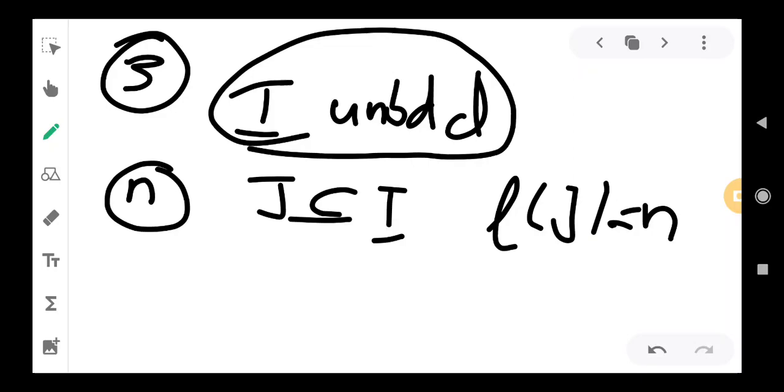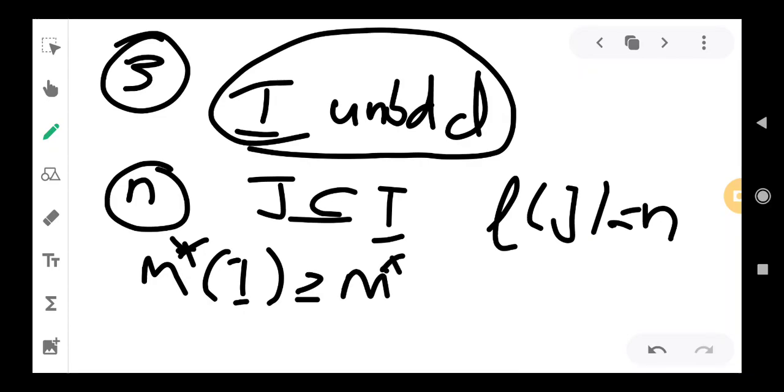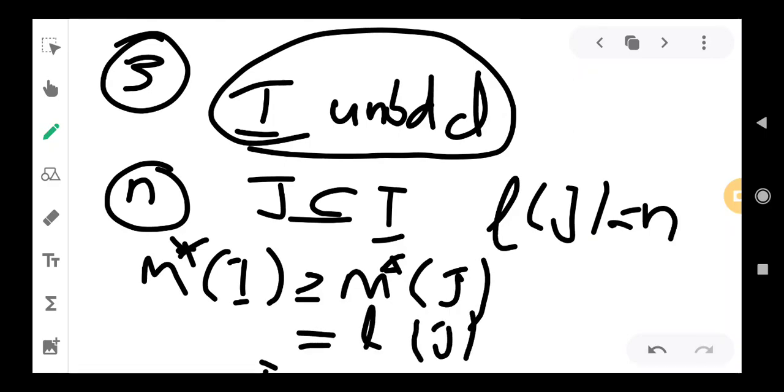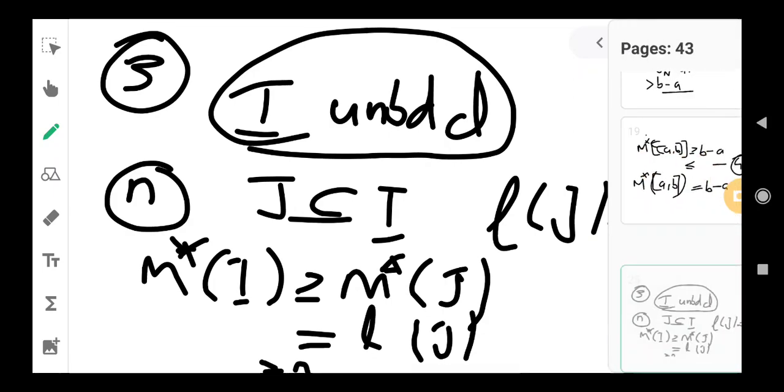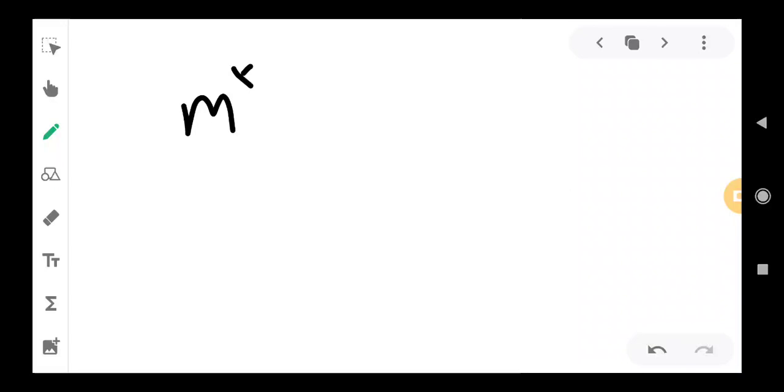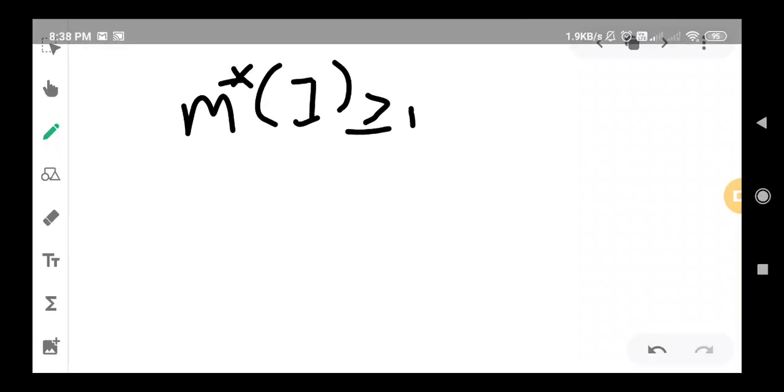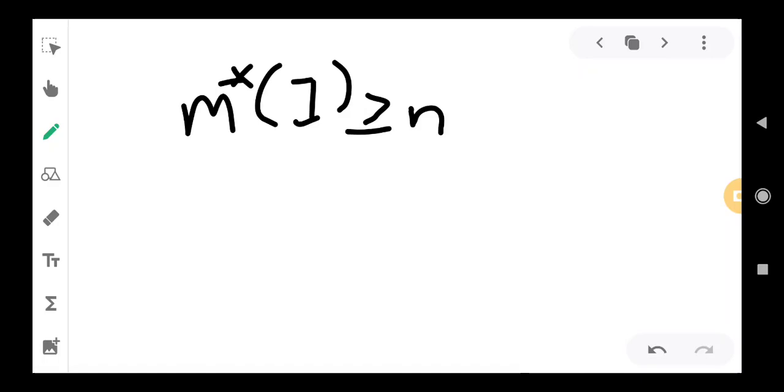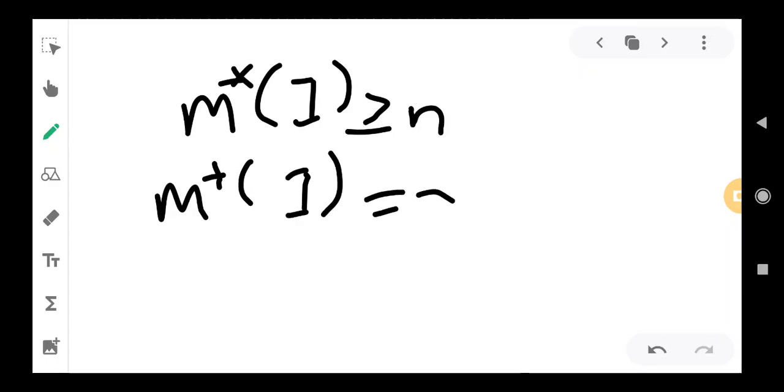So, by monotonicity, m star of I will be greater than or equal to m star of J. And J is a bounded interval, so we have its length. So it will be equal to length of J, that is equal to n. That is, m star of I is greater than or equal to n. It holds for any natural number n, which implies that m star of I must be equal to infinity. Thus the proof. Thank you all.